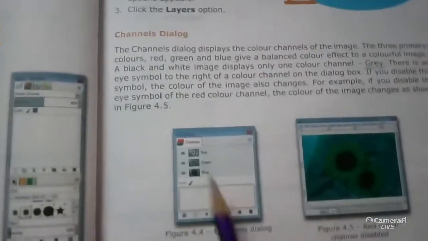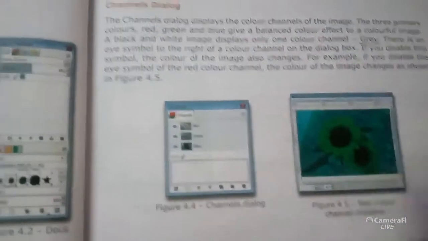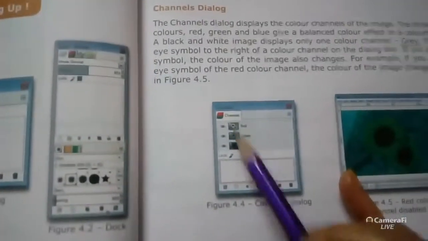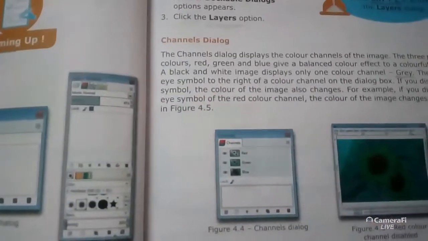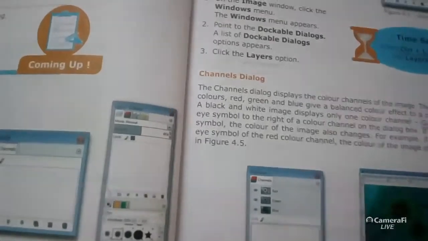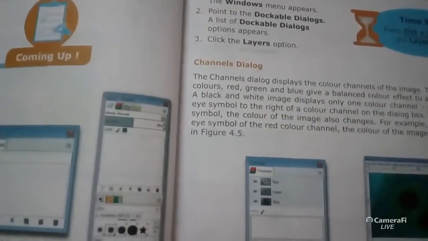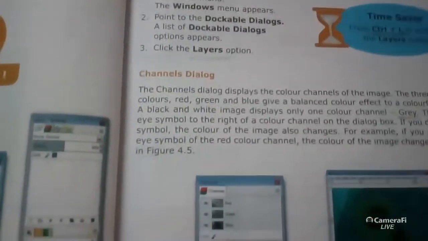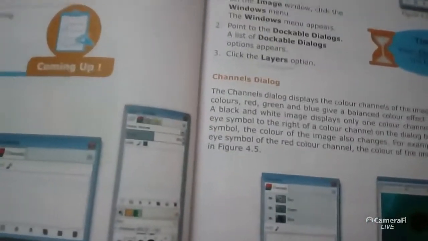Suppose, for example, they have removed the red color, so you cannot find any red color in this picture. Or if all 3 colors are removed or disabled, then you can see only gray color. That is only the mixing of black and white. Clear?